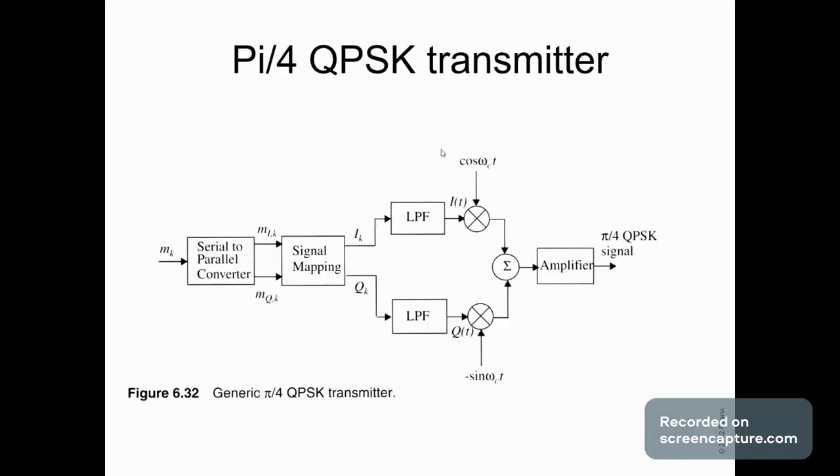So the final signal will be like cos omega ct. Your in phase gets multiplied with cos, and the quadrature gets multiplied with sine. So this is what cos with in phase and sine with quadrature.